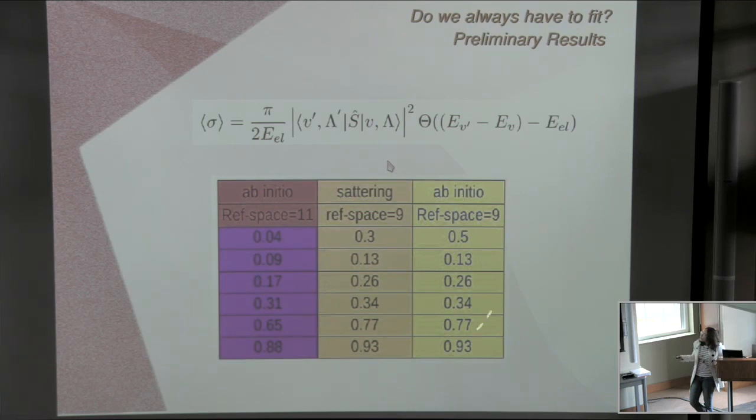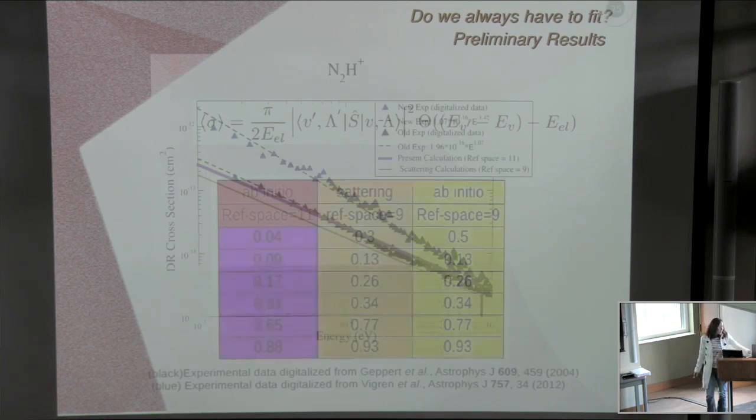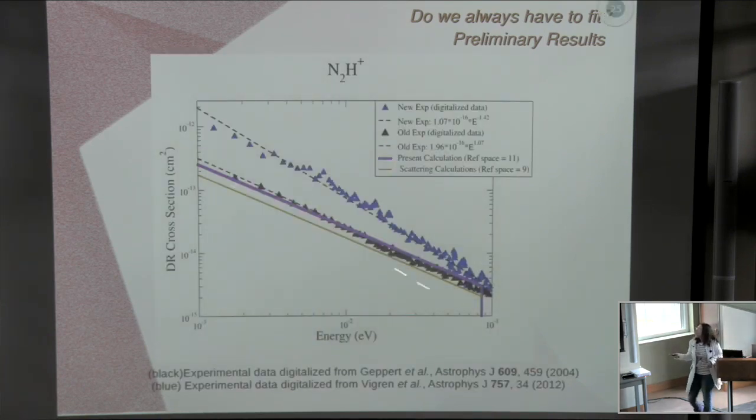that much different. And if you try doing an ab initio calculation with the same reference space, the same basis functions and everything, we see that the quantum effects agree very well with the phase shift of the second calculation. So doing this calculation, our new cross-section is about 20% lower than the initial calculation.